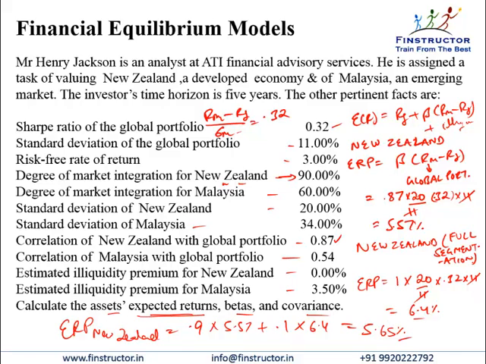We then need to replace this in the CAPM formula to calculate the expected return on the stock. So basically we just need to add the risk-free rate to this calculation. So RM or RI minus RF is given to be 5.65. So the expected return on the New Zealand market is 5.65 plus the risk-free rate, that is 3%, for a total return of 8.65%.